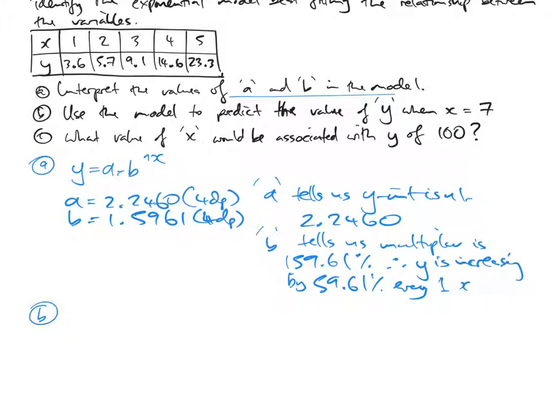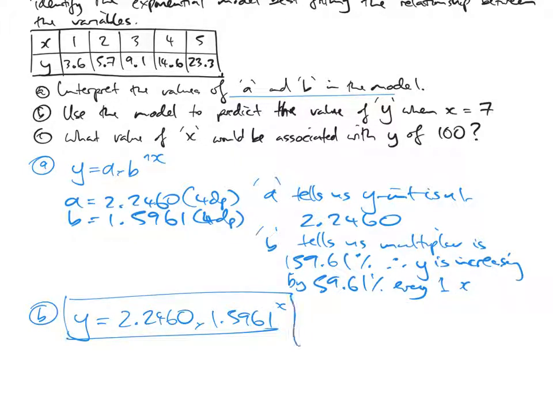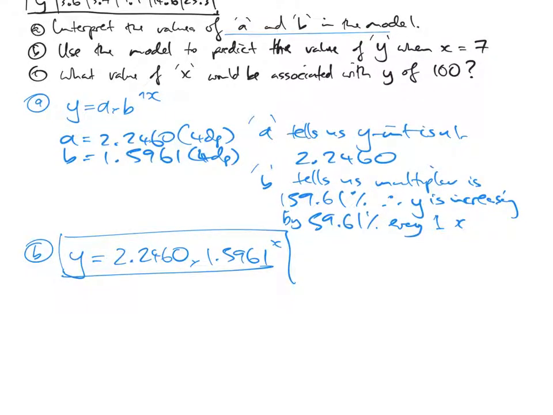Part B: use the model to predict the value of y when x is equal to 7. Well, I haven't stated what the model is right now. The model is y is equal to 2.2460 times 1.5961 to the power of x. That is the model, as determined by exp_reg on the calculator. Now we can use it to predict the values of y.